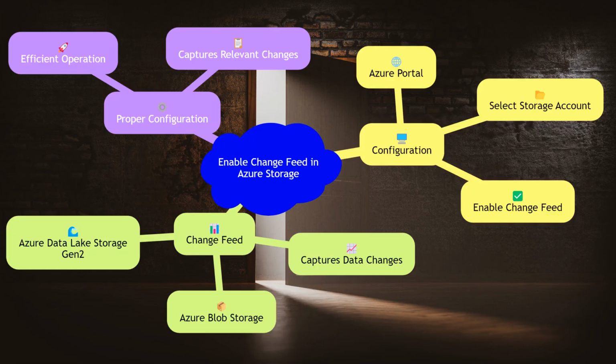To enable change feed in an Azure Storage account, you need to configure the account settings. This involves navigating to the Azure portal, selecting the storage account, and enabling the change feed feature. Once enabled, the change feed will start capturing changes to the data in the storage account. It is important to note that change feed is available for both Azure Blob Storage and Azure Data Lake Storage Gen 2. Proper configuration ensures that the change feed operates efficiently and captures all relevant changes.